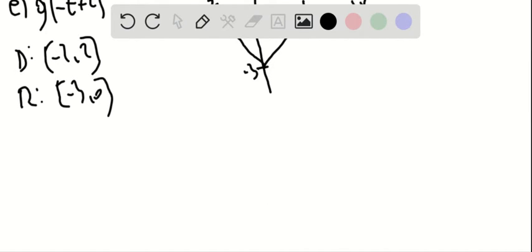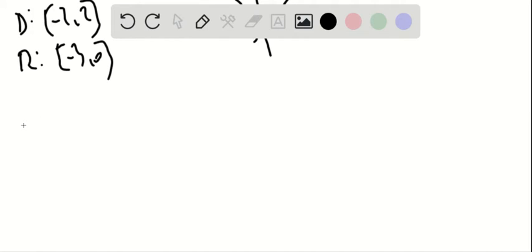Looking at part F. In part F, we have the function g of t minus 2. Again, this is inside the function, which affects our domain. This is going to be a horizontal shift, shifted 2 units to the right, the opposite sign. We have a t minus 2, and that shifts us 2 units to the right. That's the only thing going on here.